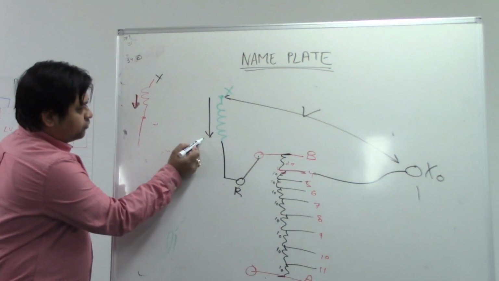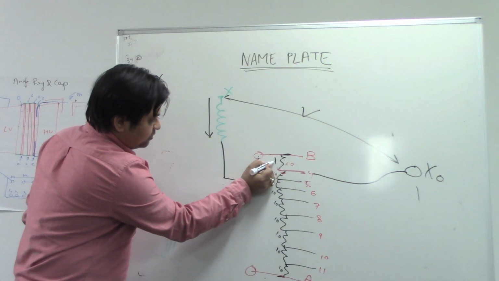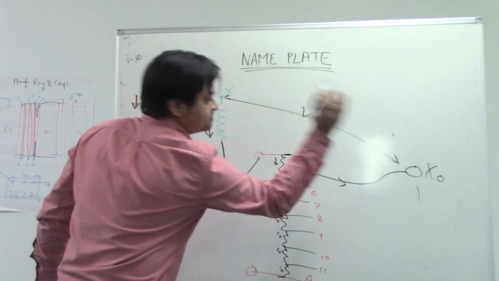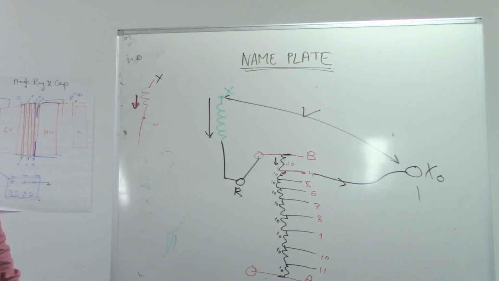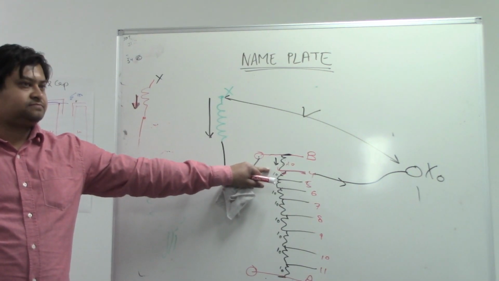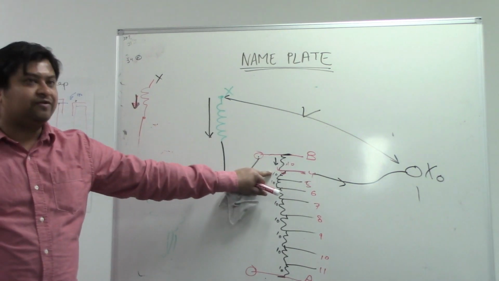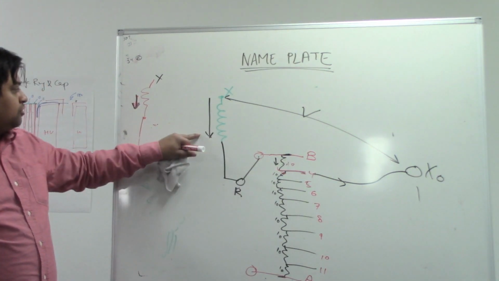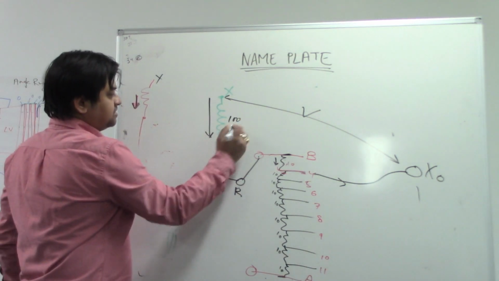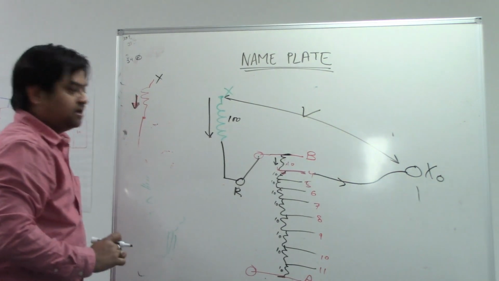So the current will follow what path? It will go here, it will go here, right? So what is the direction of the current in this? Same direction as this, right? That's why your turns will add up. Okay. So now you will have, let's say this is 100 turns. So it will total become 110 turns between this circuit.